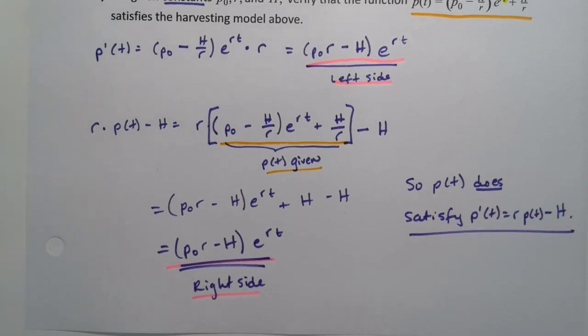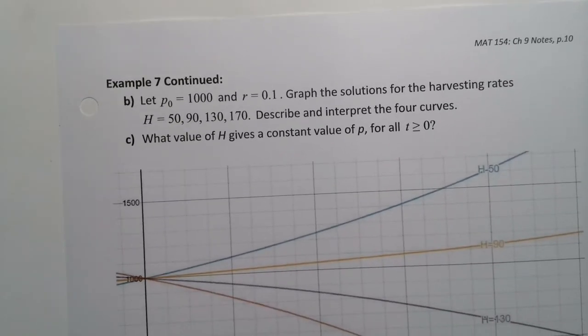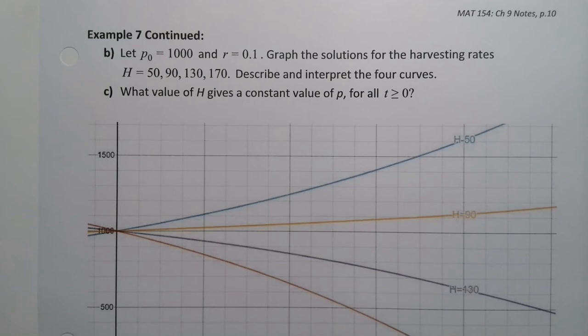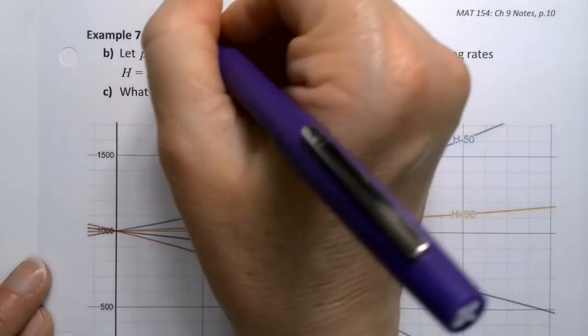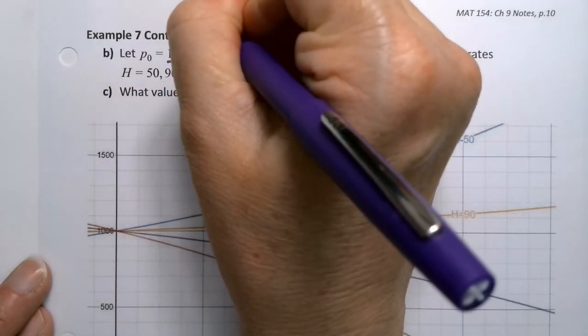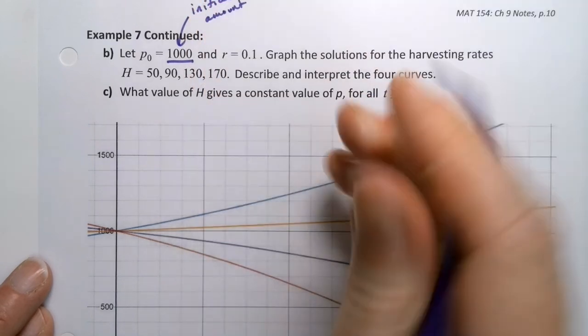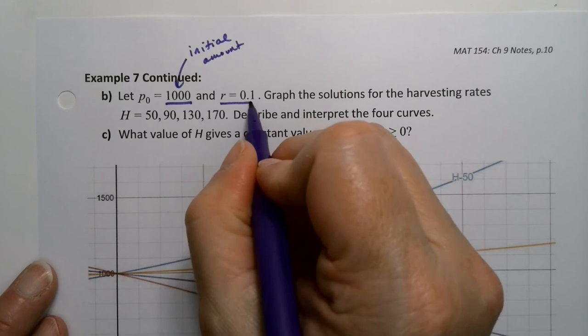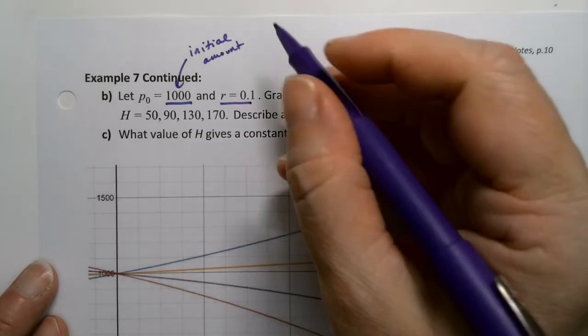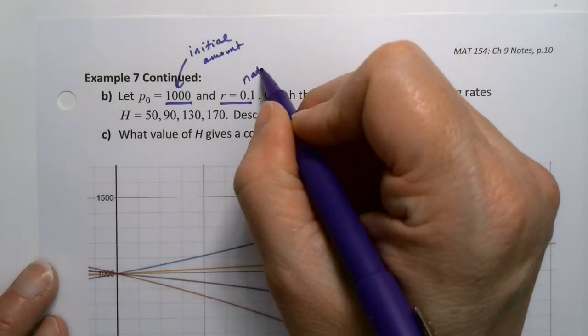Because I got the two sides of the equation to be equal to each other. Now, let's graph it for a given P0 and a given R. So we're going to let P0, which is our initial quantity, be equal to 1,000. And we'll let R be our growth rate, our natural growth rate.